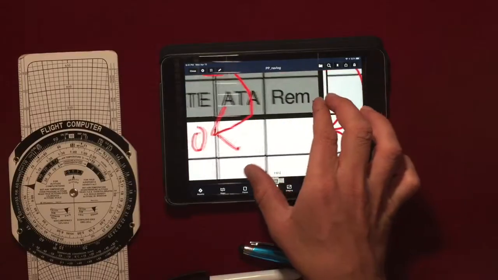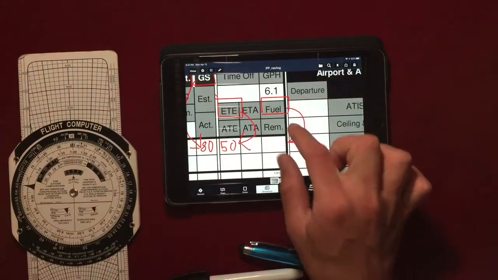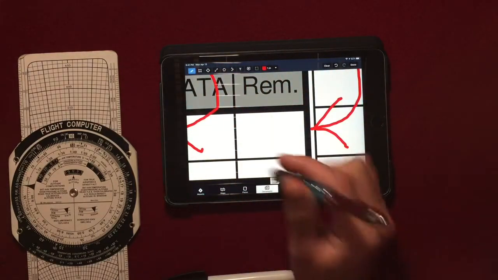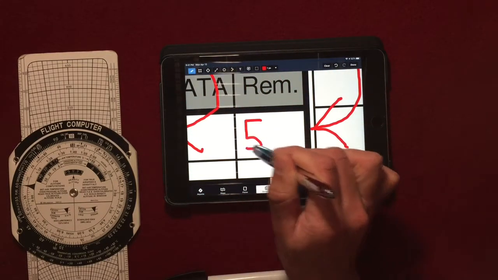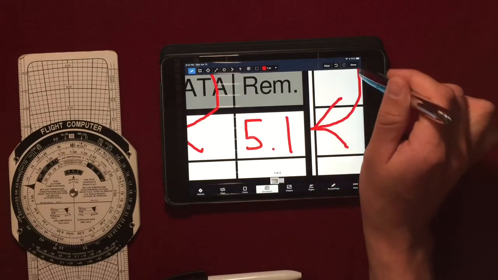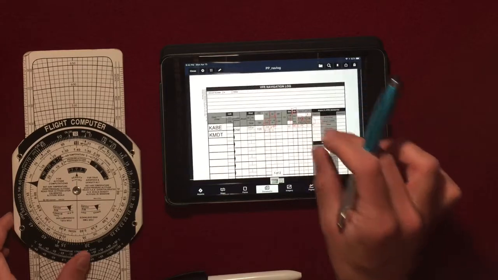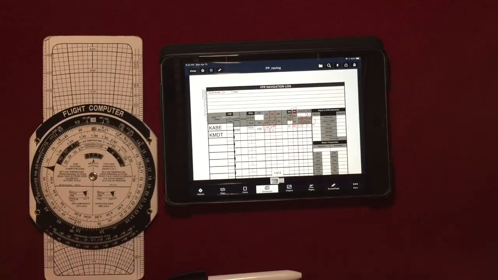So we'll come over to our flight plan, fuel, or how much we're going to burn, and we put in 5.1. And that is a simple rundown on how to use our flight computer.